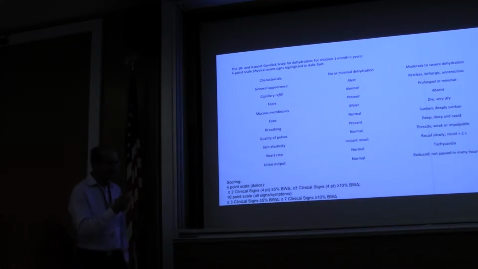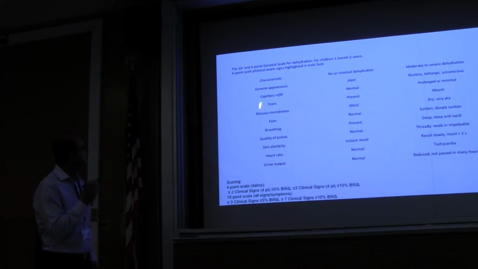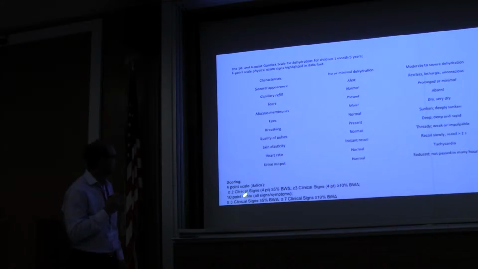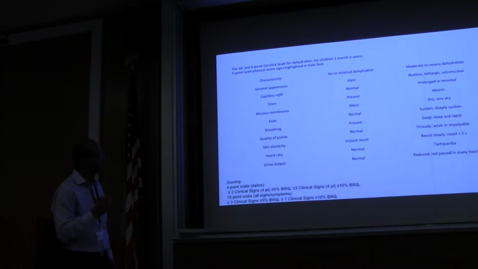So there are 10 items: appearance, capillary refill, tears, mucous membranes, eyes, breathing quality, skin elasticity, heart rate, and urine output. And the first 4, the ones in italic font, are what people talk about. The 4-point scale here is more than 2, more than 5%, more than 3, more than 10%. So alert, normal, present, moist, restless, lethargic, and so on. At least take home these 4 things to remember. And you can always do the extensive 10-point. People leave it for research most of the time.